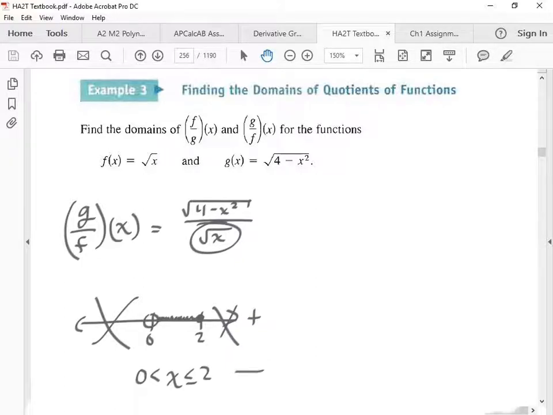Another way you can write this, the better way to write this, is (0, 2], with a parenthesis around the 0 and a bracket around the 2. That was a good question. I'm going to throw that in here.